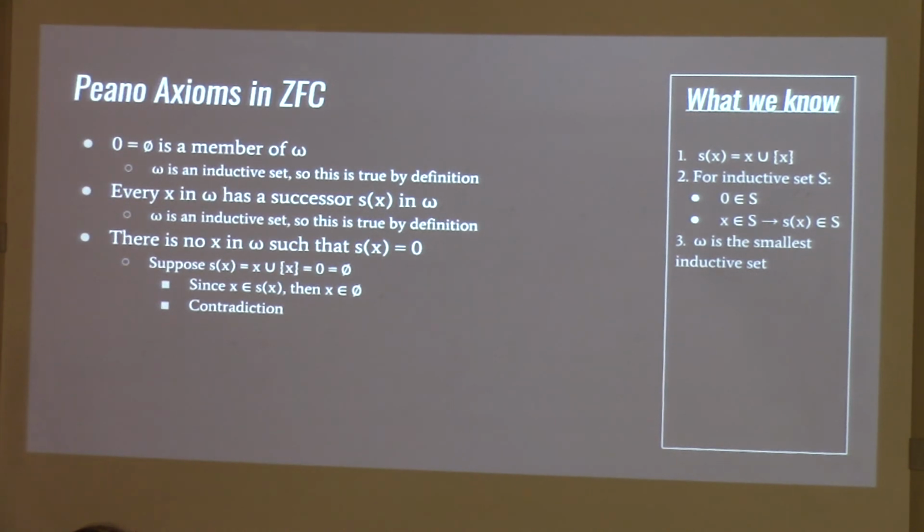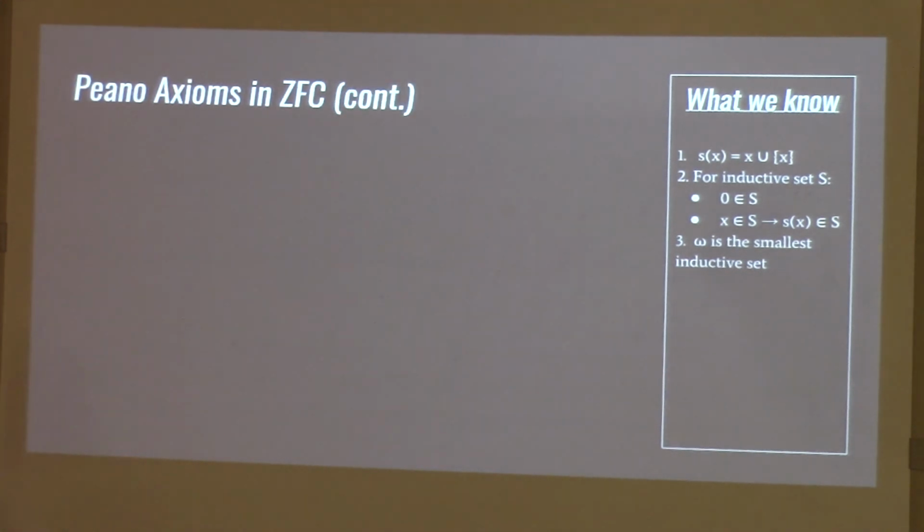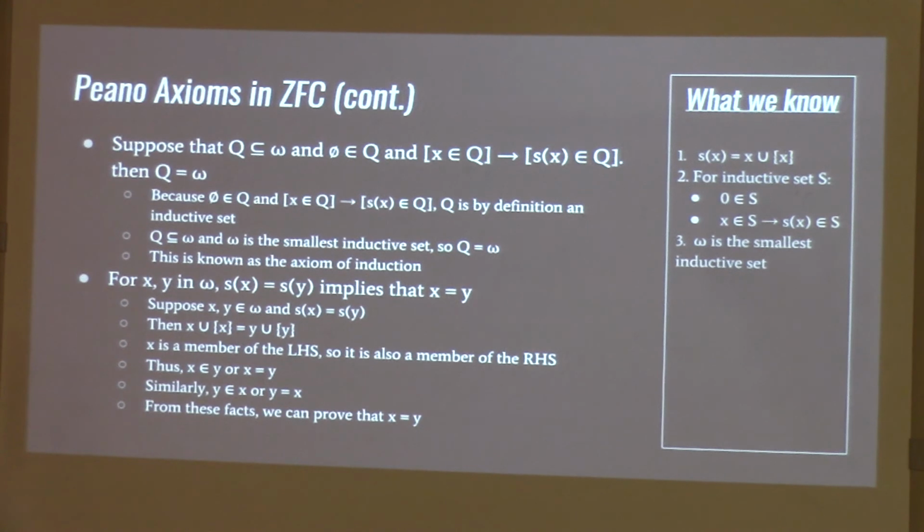Do you see what's going on? Omega just is the set that the Peano axioms are applying to. I've made, in ZFC, the overall thing, and now I'm going to point to that thing, omega, and say you satisfy the Peano axioms. And it doesn't stop there.